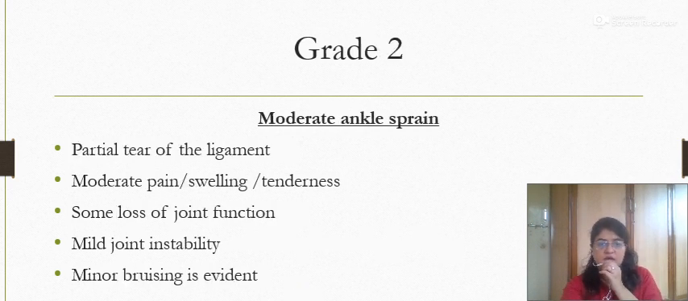Grade 2 is the moderate ankle sprain. Here there is a partial tear of the ligament, and some fibers are still intact. Moderate pain, swelling and tenderness happen, with some loss of joint function, mild joint instability and minor bruising evident.